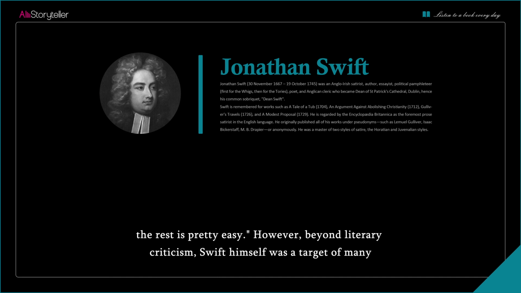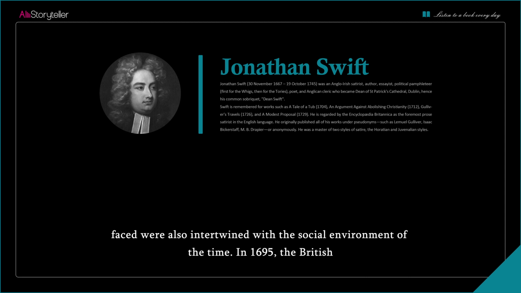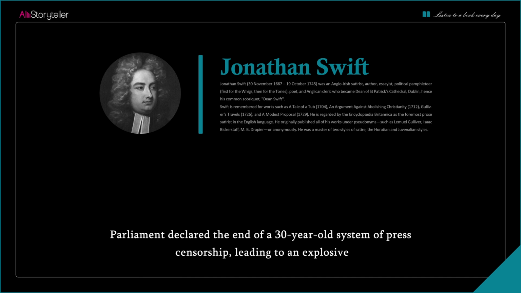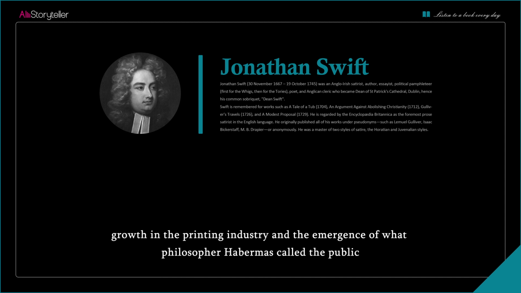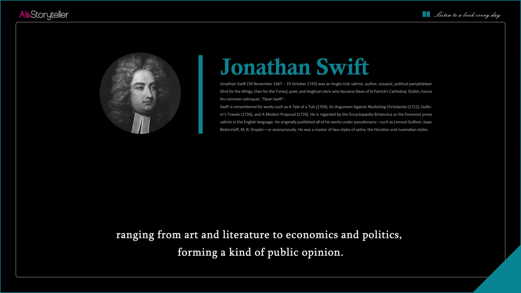However, beyond literary criticism, Swift himself was a target of many attacks. Besides his earlier political shift from the Whigs to the Tories, the vehement critiques he faced were also intertwined with the social environment of the time. In 1695, the British Parliament declared the end of a 30-year-old system of press censorship, leading to an explosive growth in the printing industry and the emergence of what philosopher Habermas called the public sphere. Citizens gathered voluntarily in places like coffee houses to discuss public affairs, ranging from art and literature to economics and politics, forming a kind of public opinion.